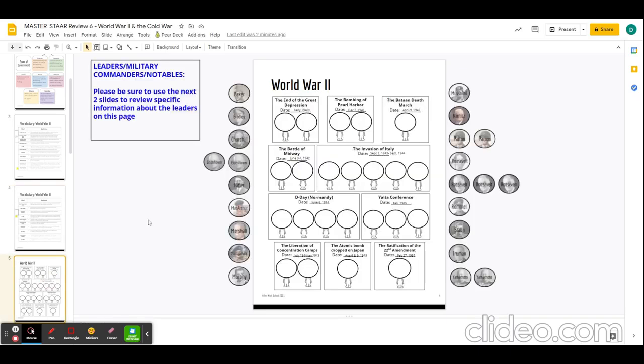Okay, slide 5. So there are so many people involved in World War II, and this is just a fraction of them. So this is how we're going to sort and organize the people and the generals, the leaders, how they were involved in the war. So the first thing you're going to need to do is go through and put in the dates under each of these important battles or events in the war. So you can fill those in, and on this page they do go in chronological order from left to right.